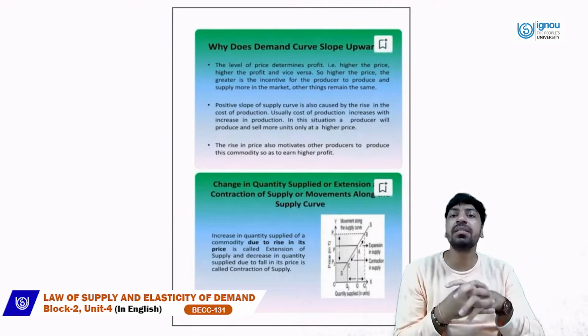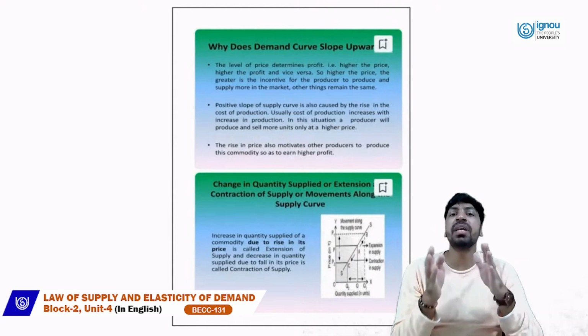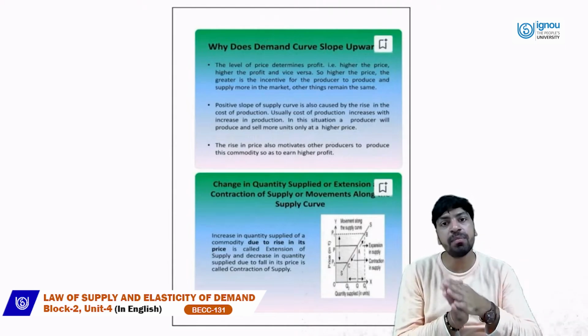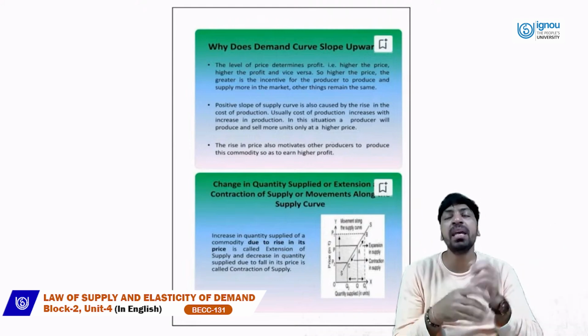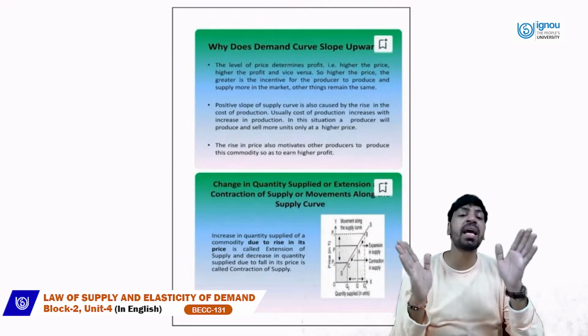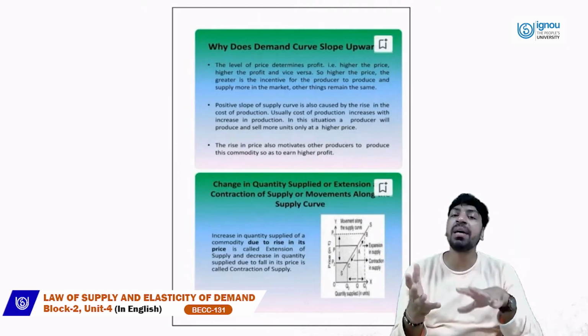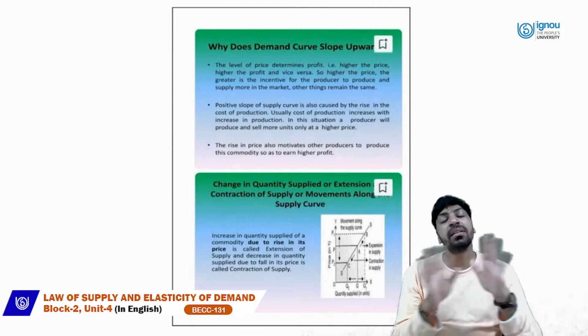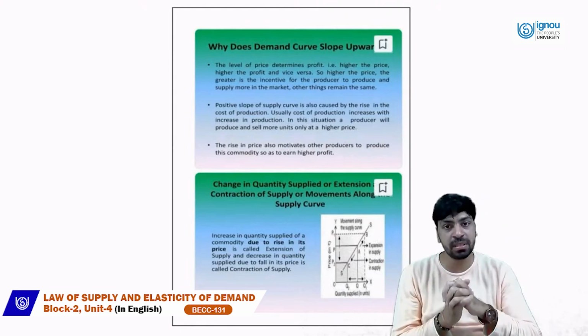So why does the supply curve slope upwards? There is a positive relationship between the price and the quantity supplied, and as a result, if the price is higher, the seller is free to sell their product at the higher price in the market, and other factors remain constant.